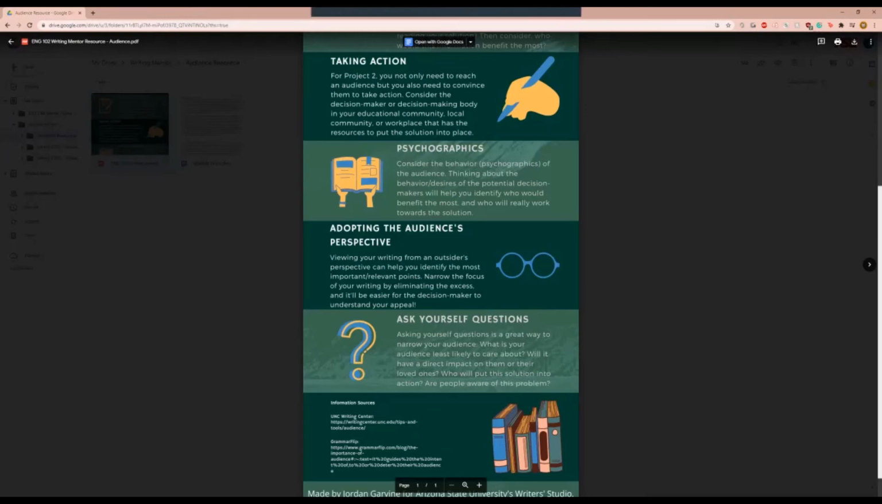And here are some information sources. When you download this infographic, you can click these links right here and it'll take you directly to these two sources that I used in creating this infographic. So again, this infographic is going to be available to download in the announcement post along with this video. So be sure to download it if you'd like to use it as a quick reference as you craft your proposal.